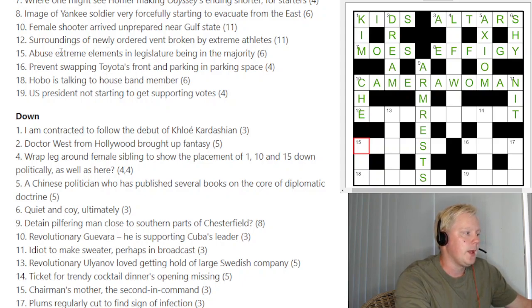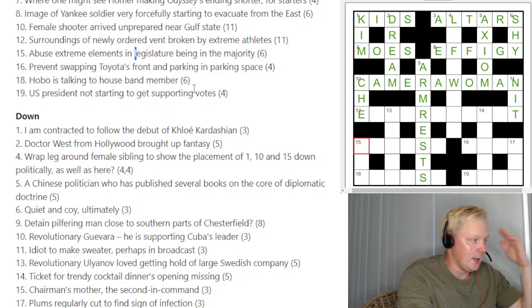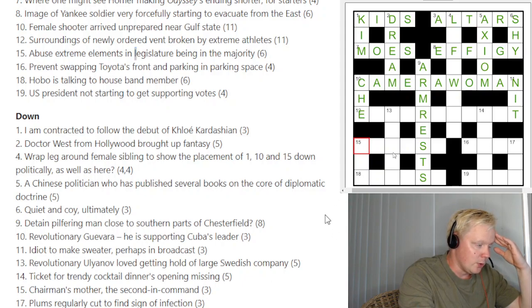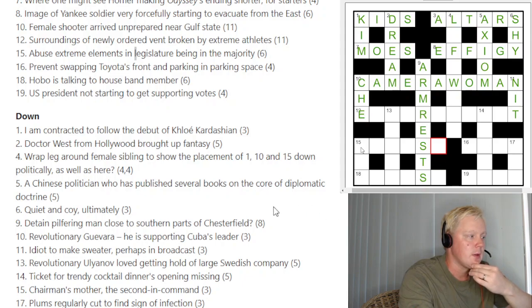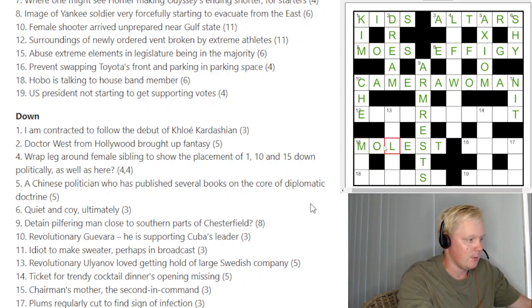And extreme can be an indicator as well. Extreme elements in the word legislature are the extreme letters, the L and the E, the first and the last letter. So the extremes in legislature would be LE, and you would be putting them in a word for majority. And this would then be the definition, abuse. If you put LE in, the majority would be most, so to molest is to abuse as a verb, and that is the answer here.